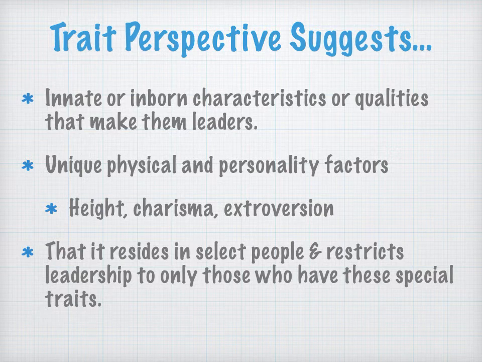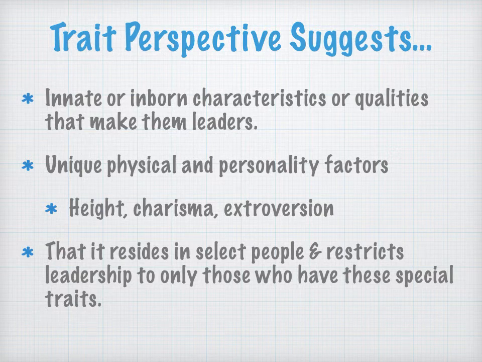So he breaks down the trait perspective a little bit more because people still believe a lot in this trait idea. A trait means that it's an innate or inborn characteristic or quality. This really means that it's about unique physical or personality factors. Things like if you are a certain height or if you have charisma or extroversion. These things make people a leader according to this perspective.